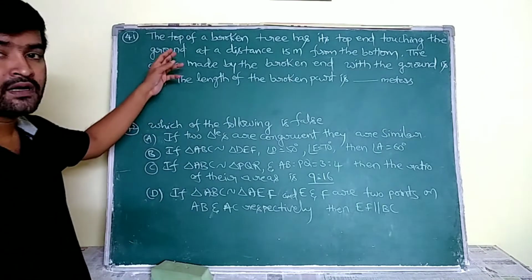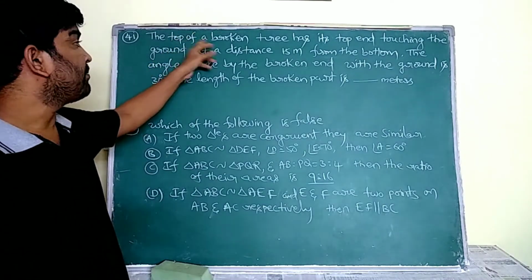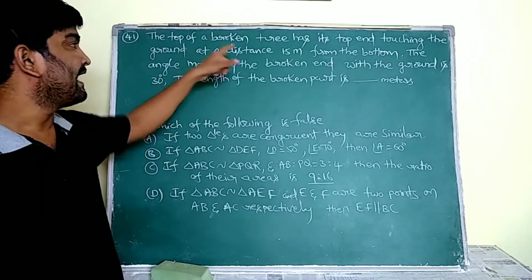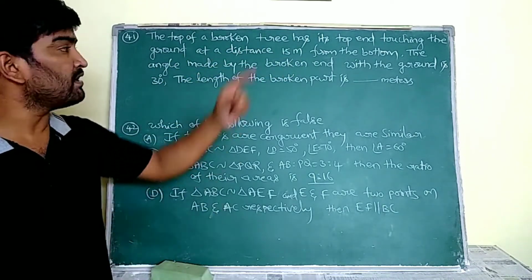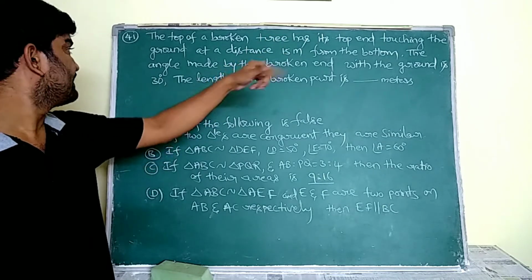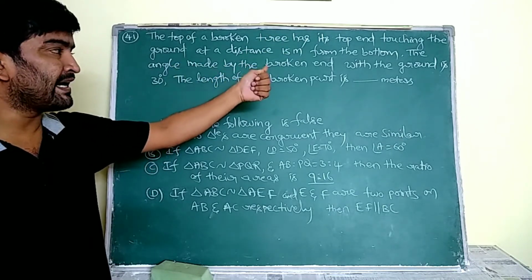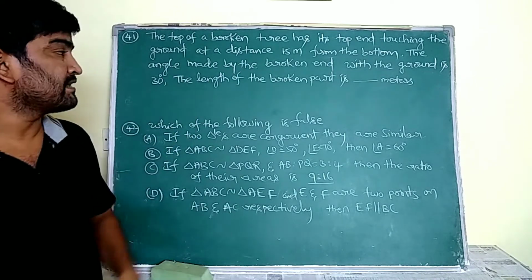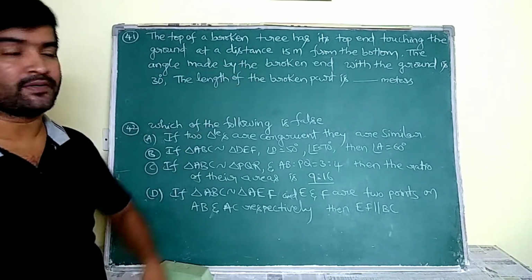Understand, see, if the top of a broken tree has its top end touching the ground at a distance of 15 meters from the bottom of the tree, then the angle made by the broken end with the ground is 30 degrees, he is saying. Then he is asking us to find the length of the broken part.